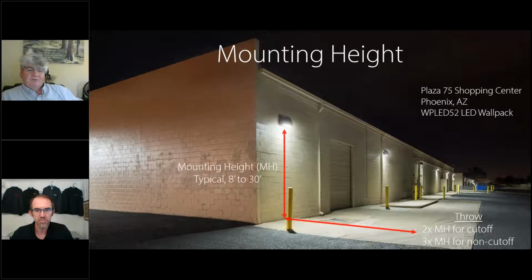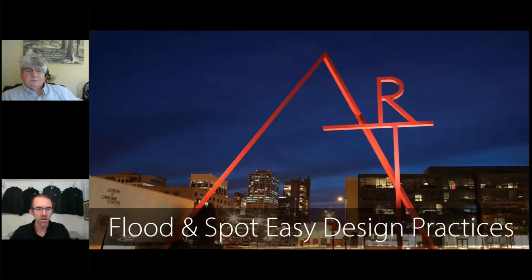If you go to the full glass lens, the non-cutoff type fixture, now you might get 3 times out from the mounting height. The challenge there, though, is that you're now starting to introduce light into the night sky. You're starting to impact the dark sky and are certainly introducing glare to the situation. And we're going to be talking a little bit more about that later, but before we actually get to talking about some of those concepts that Don just talked about, we're actually going to talk about floods and spots, and I'm going to turn it back over to Bob.